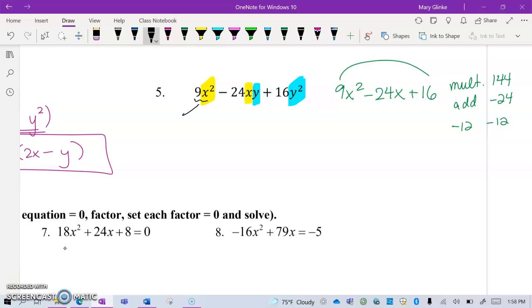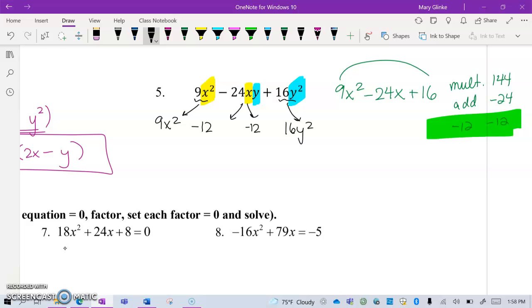So what we're going to do is rewrite 9x squared by itself. We're going to rewrite 16y squared by itself as well. And we're going to split the middle term up into the numbers that we got when we pretended it was just the x's. So we got a negative 12 and a negative 12, but instead of writing negative 12x like we normally do, we're going to take this term and leave it as xy.